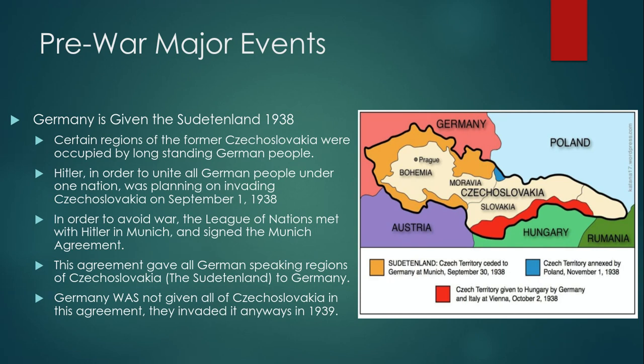In order to avoid the war, the League of Nations meets with Hitler in Munich. They sign the Munich Agreement. This agreement gives all German-speaking regions of Czechoslovakia to Germany. Now, Germany was not given all of Czechoslovakia in this agreement, but they invaded it anyways in 1939. And again, Czechoslovakia was not invited to this discussion. The League of Nations and Germany decided.